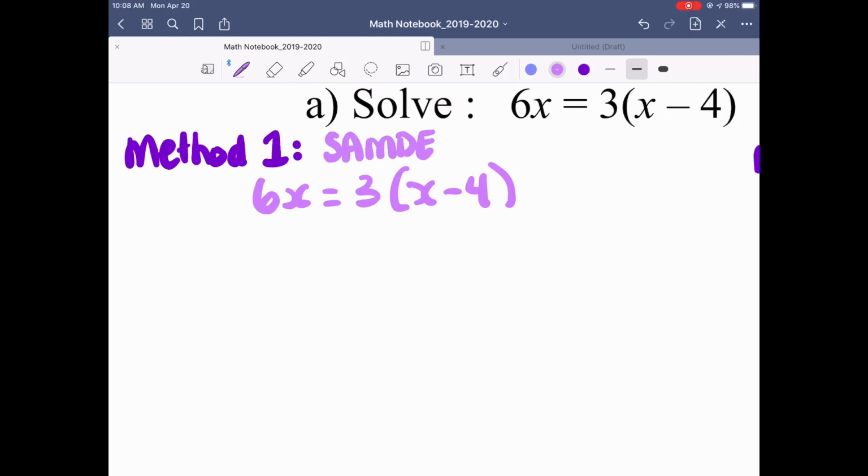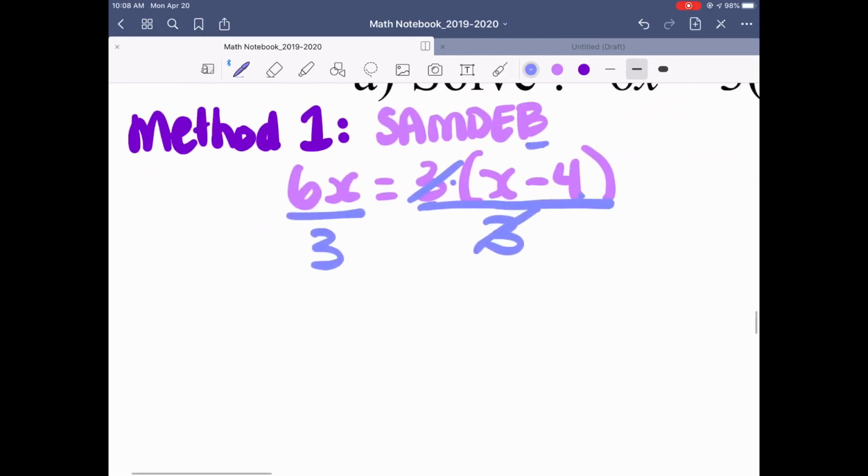Now, there is subtraction in this equation, but it's inside the brackets. And with SAMDEB, brackets are left until the end. So the first thing you want to get rid of is this 3, which is being multiplied by the binomial. The opposite of multiplying is dividing, so we're going to divide by 3 to cancel it out. And what you do to one side, you do to the other. Now 6x divided by 3 is equal to 2x, and you're left on this side with x minus 4. You can get rid of the brackets now because there's nothing else there. It's just what was in the brackets.